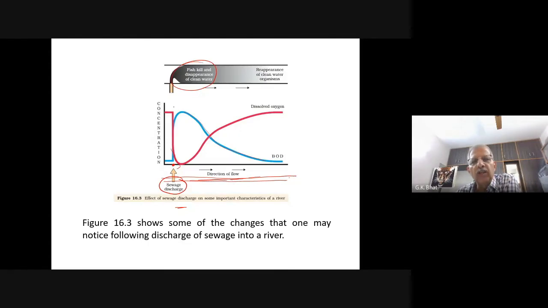Why does that oxygen level, which was very high, come down immediately? Because the microbes start making use of it. And since the microbes start feeding on the sewage, the biological oxygen demand in the water, as it moves, gradually comes down. The dissolved oxygen which has gone down gradually comes up. So I hope you have understood. Any doubt? Is it clear? Or do you still have doubt? Come on.